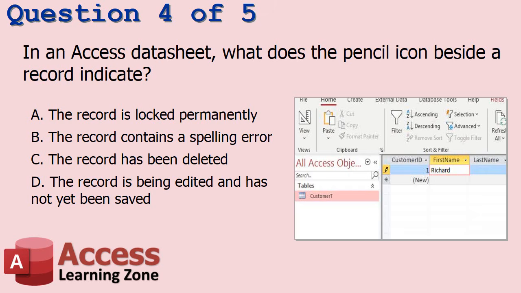Question 4. In an Access datasheet, what does the pencil icon beside a record indicate? A. The record is locked permanently. B. The record contains a spelling error. C. The record has been deleted. Or D. The record is being edited and has not yet been saved.